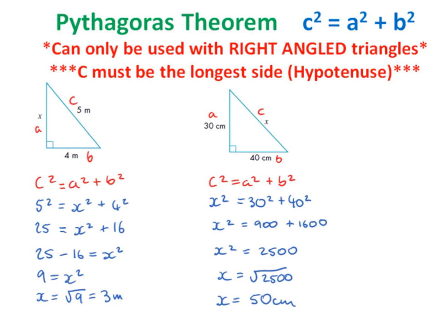X squared stays as it is, that's equal to 30 squared, which is 900, plus 40 squared, which is 1600. 900 plus 1600 is 2500. The squared comes over the equal sign and becomes square root. The square root of 2500 is 50. So x is equal to 50 centimeters, which is what we said at the start, because remember it's our 3-4-5 triangle. So we can work that also for 30, 40, 50.